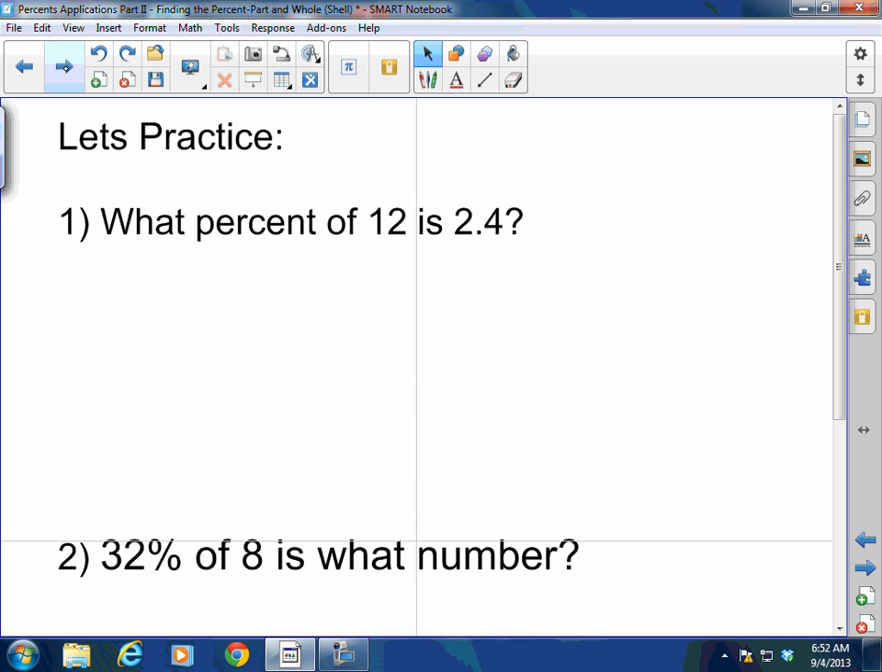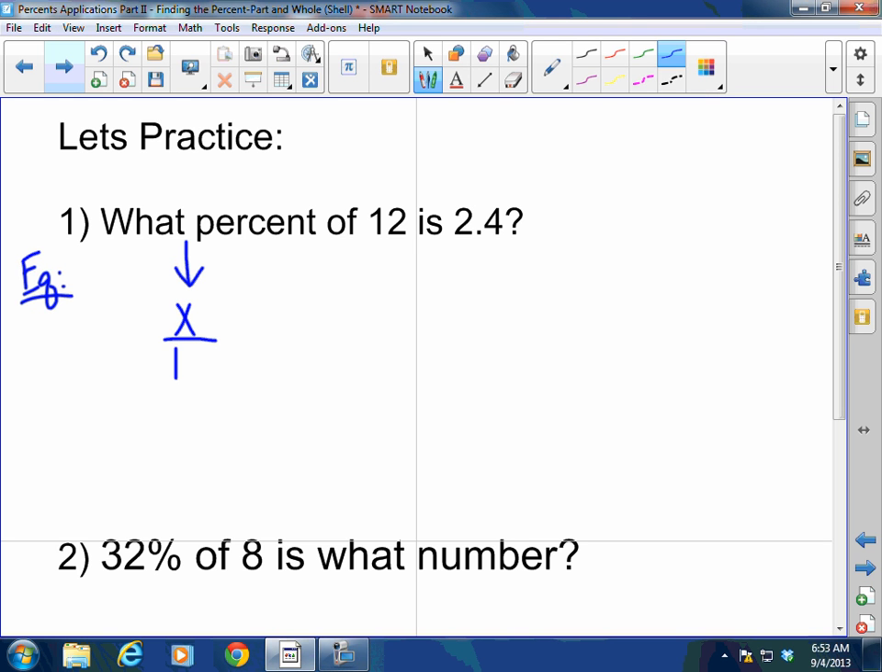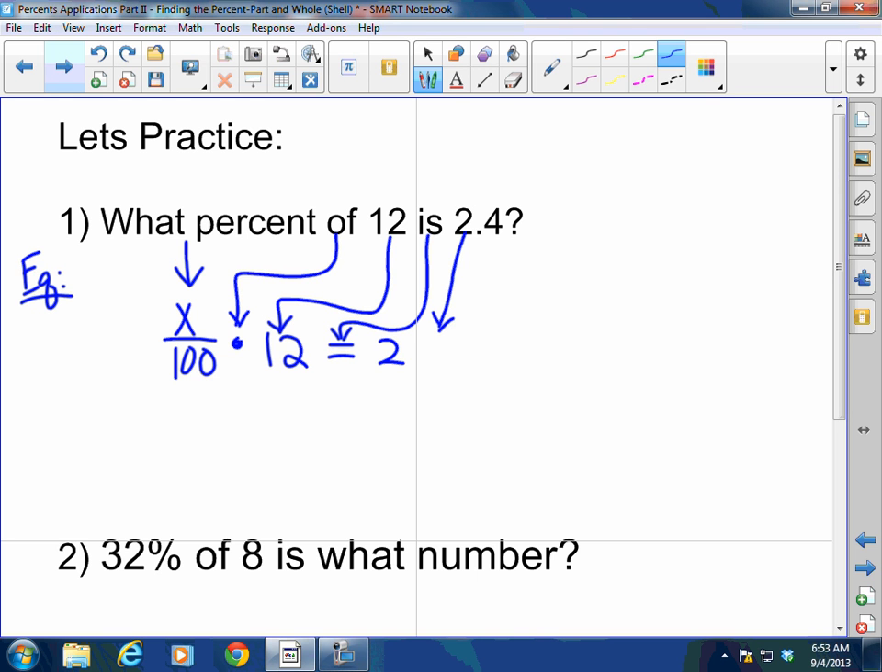All right. What percent of 12 is 2.4? I'm going to first do it the equation method. In the equation method, what percent, x over 100, of times 12, drop the 12, is equals 2.4. Okay, a little bit nastier numbers, but that's okay.